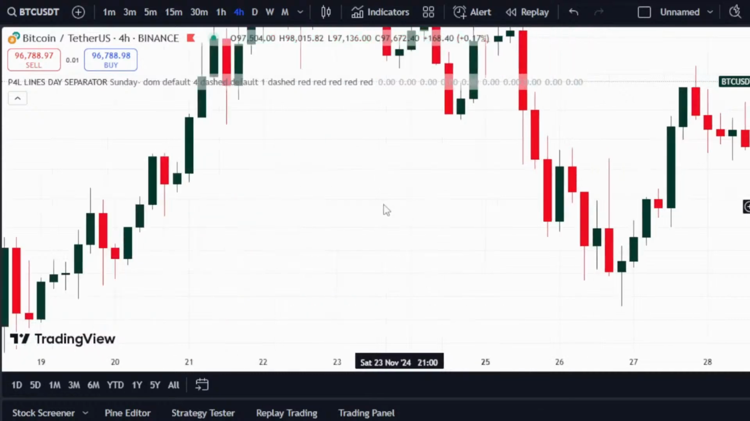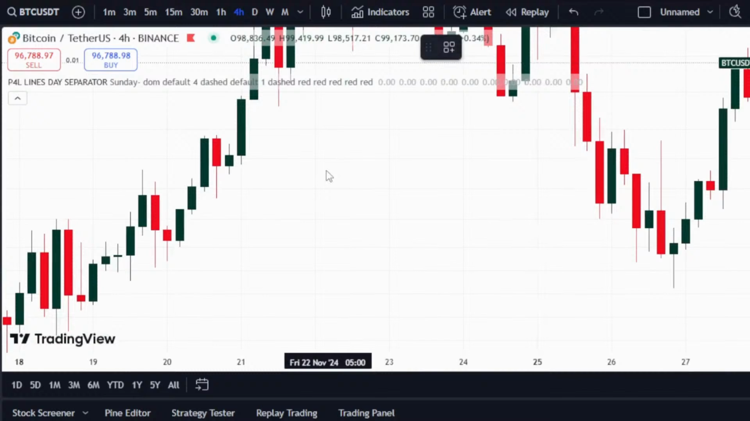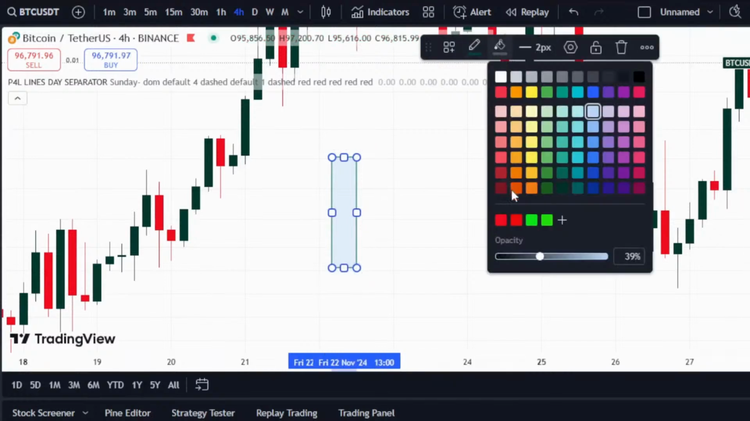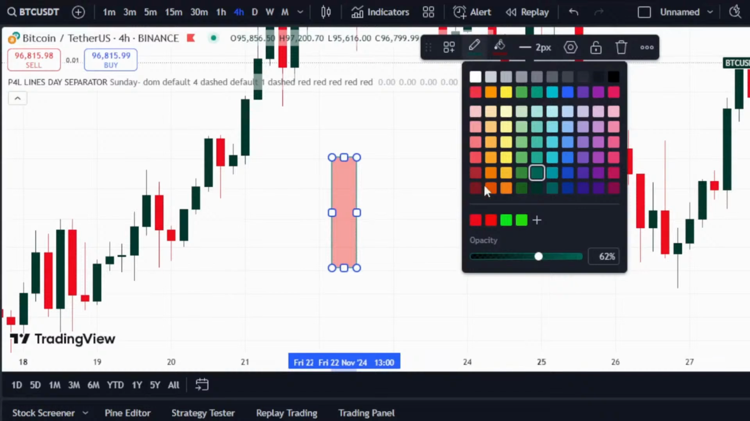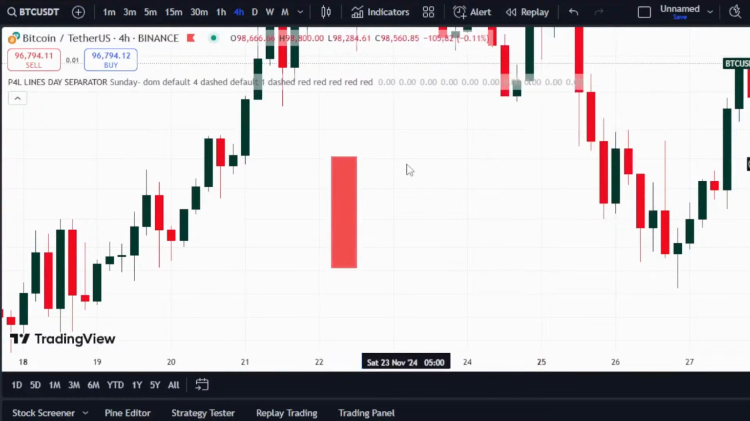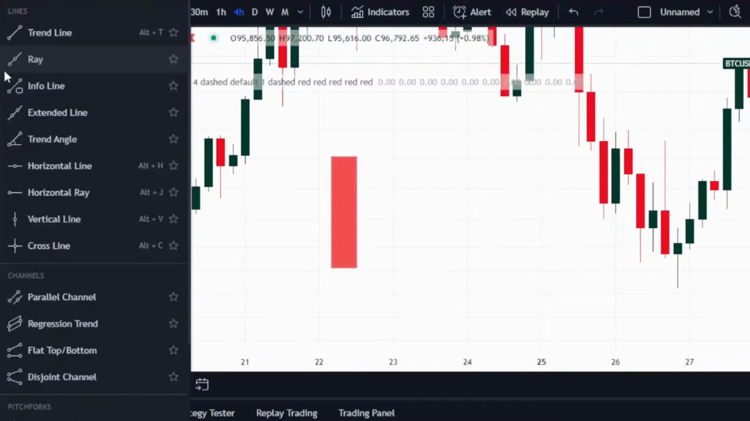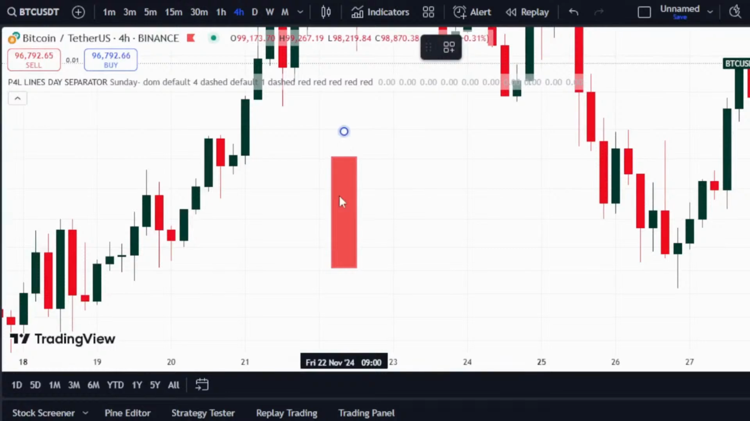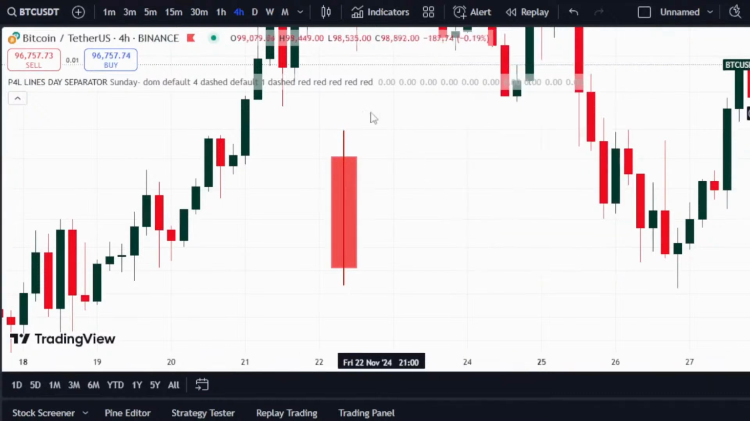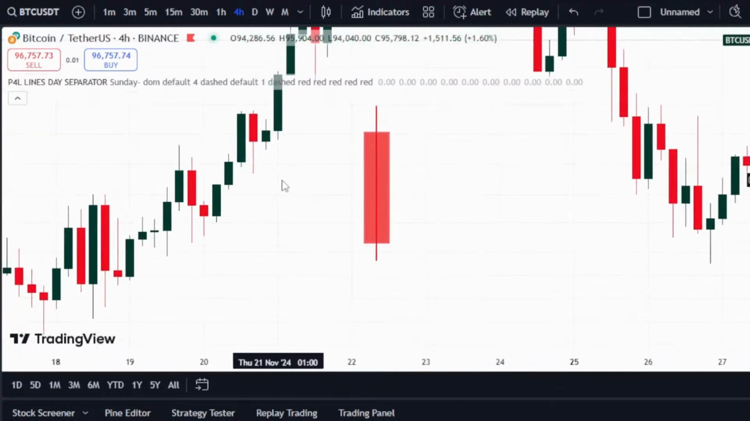Now, how is support formed in the market? Let's see how support is formed. For support to be formed, the first thing you are going to have is a bearish candle. That's the first thing. So let's make this one a bear candle. Then let's give this candle a wick, and let's make it red also. Okay, this is a bear candle or bearish candle, whatever you want to call it.